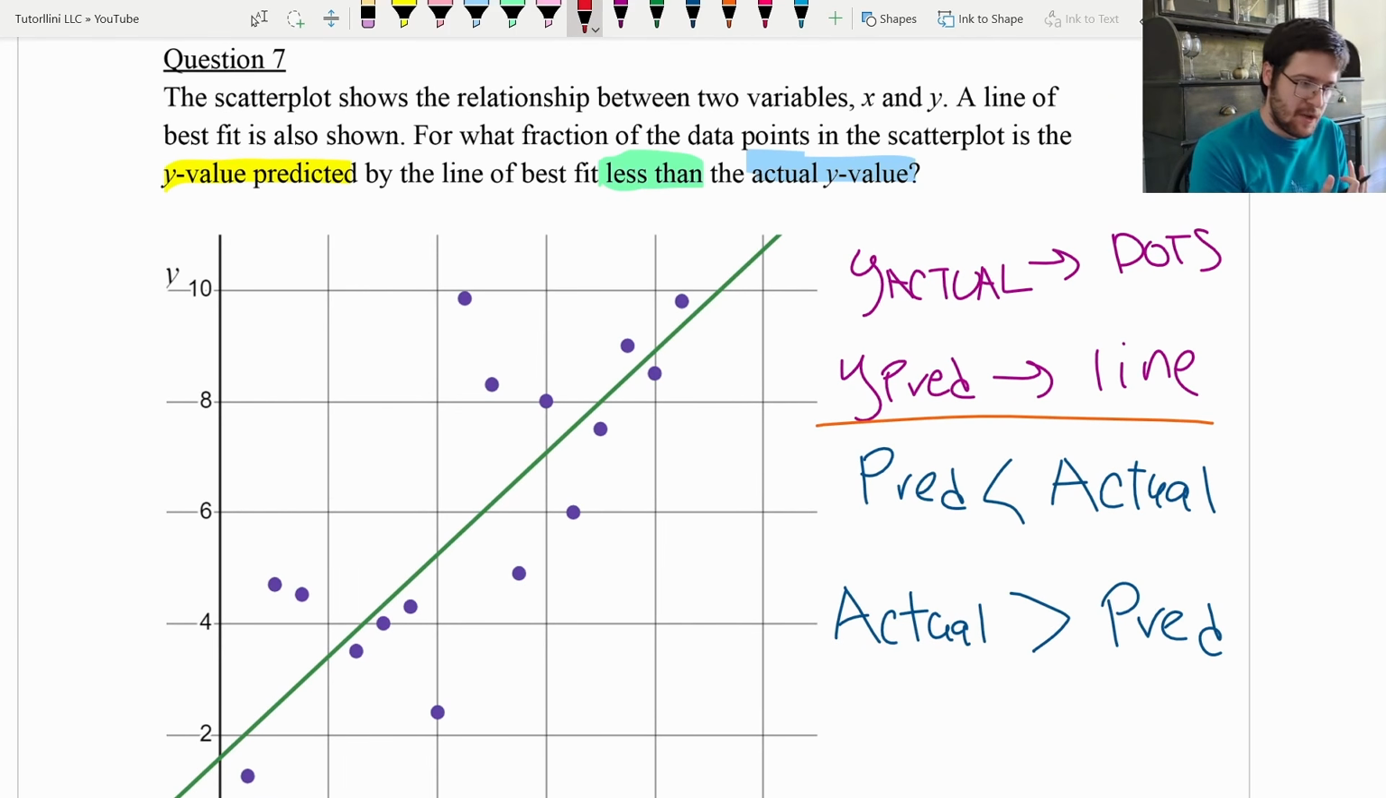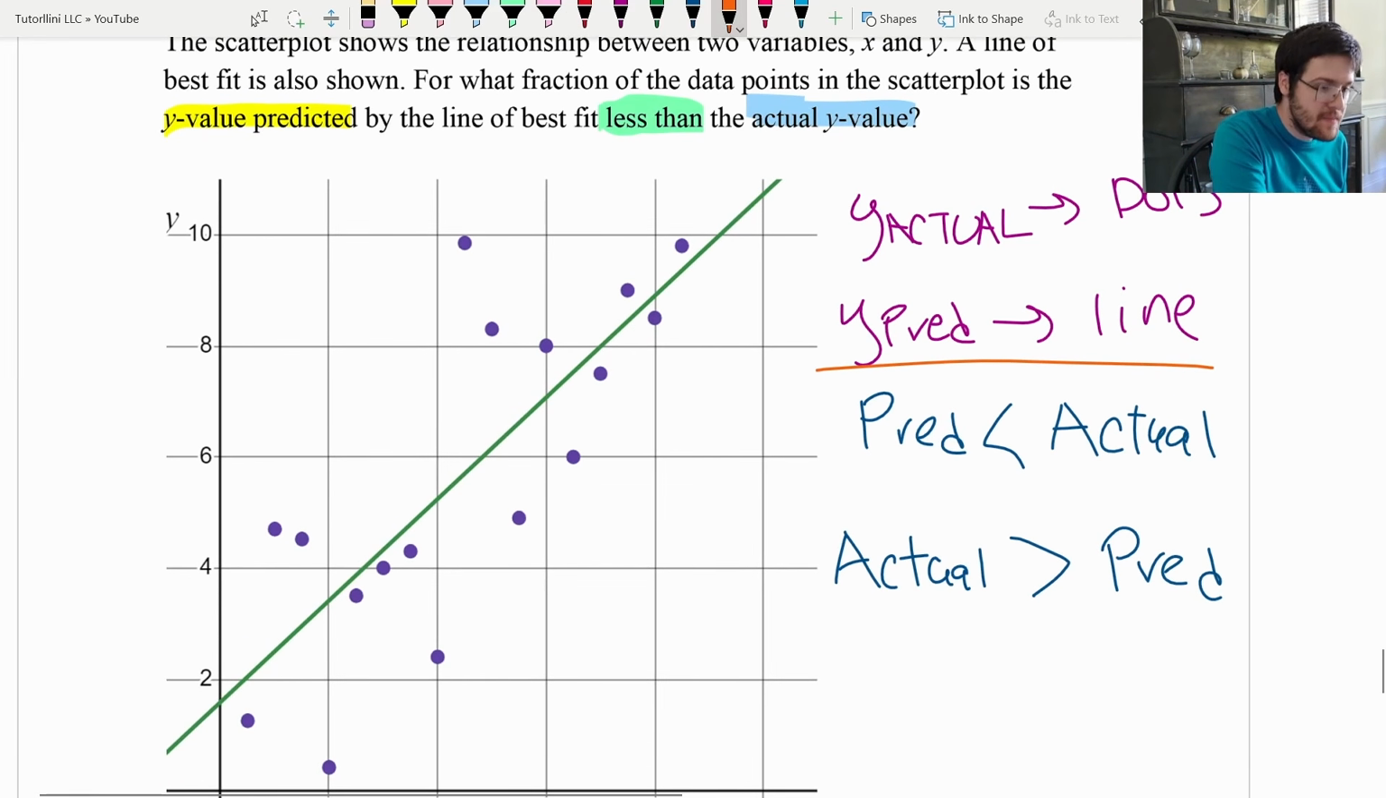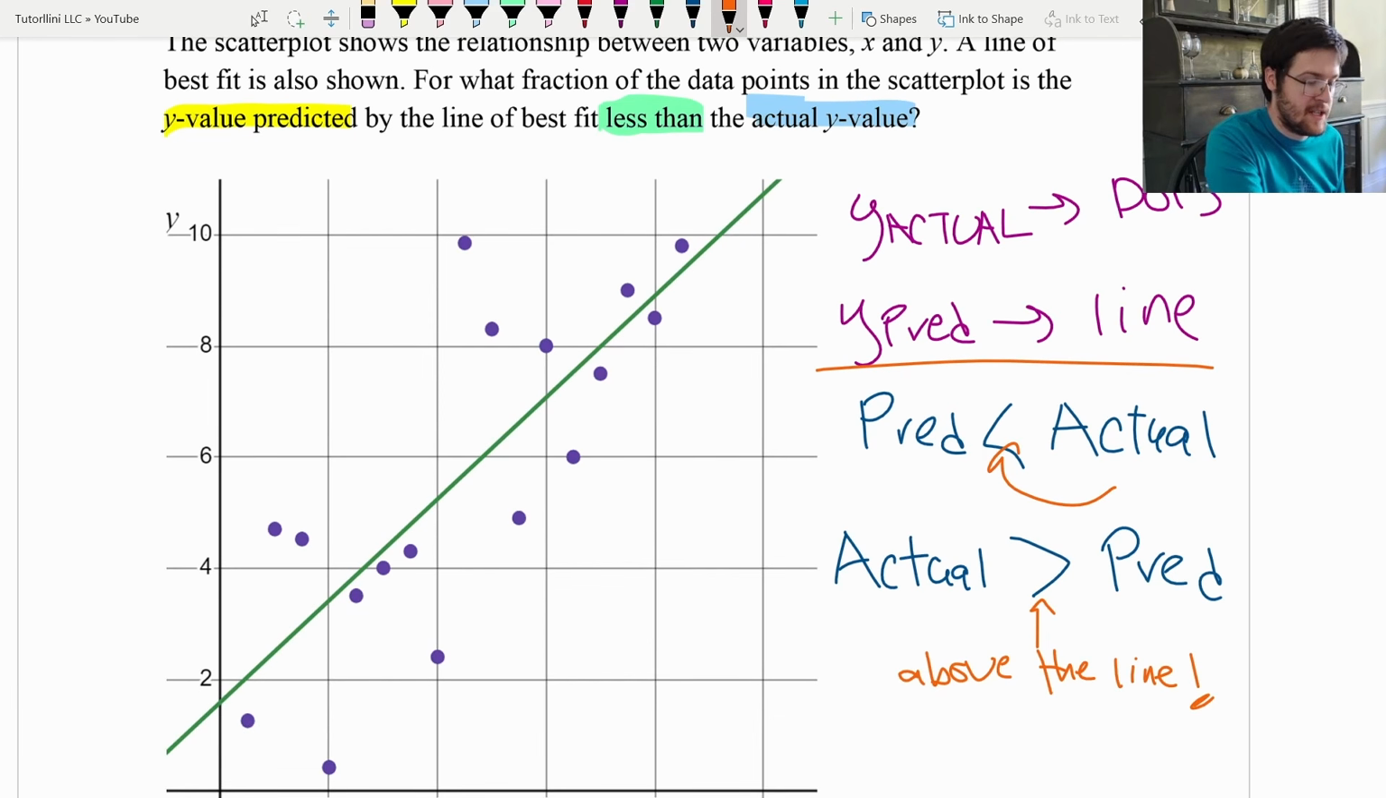So flipping this inequality around and thinking about it in terms of actual is going to help us interpret it much easier. Now I go, oh, wait a minute. Now that I know actual is greater than predicted, I'm basically just counting how many dots are above the line. Greater means above the line. So many people, they would have just saw this less than and went, oh, let me count the ones below and get it wrong, right? So above the line, so that's 1, 2, 3, 4, 5, 6, 7.